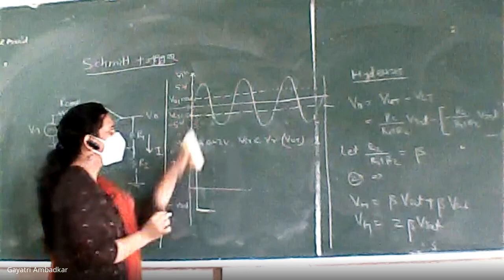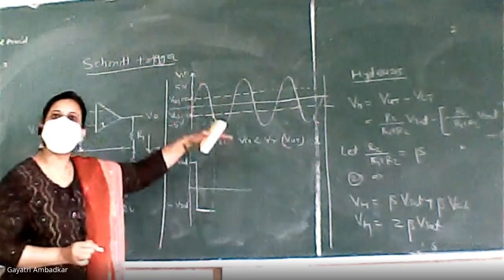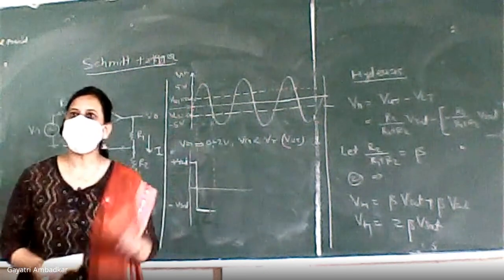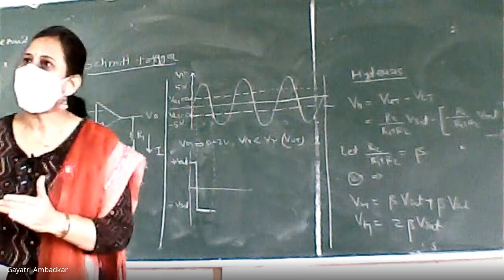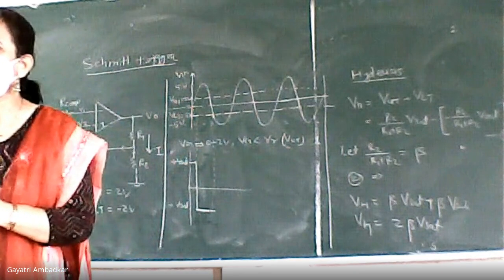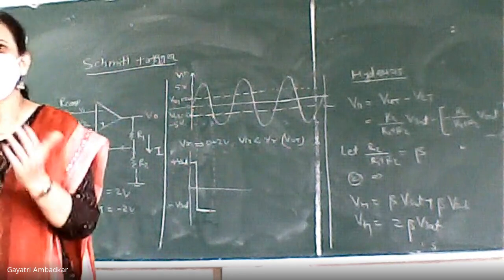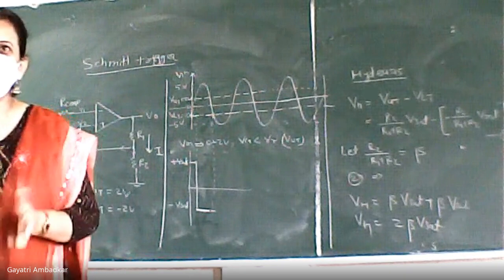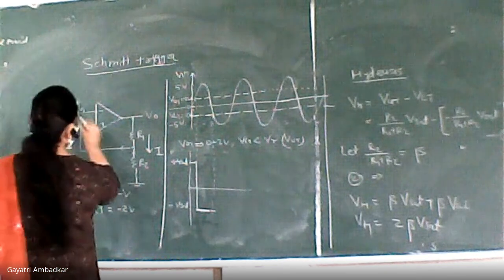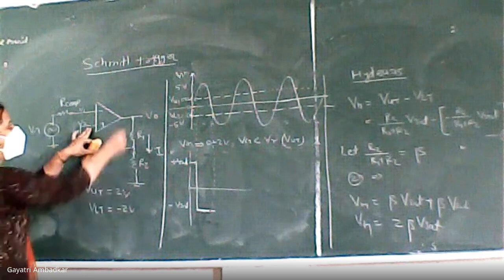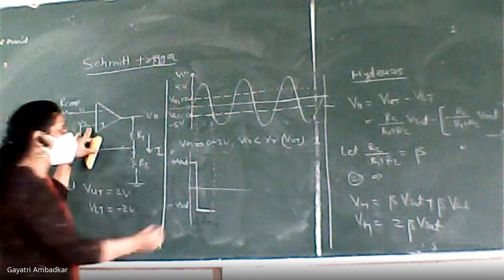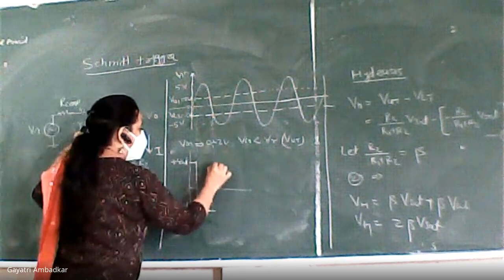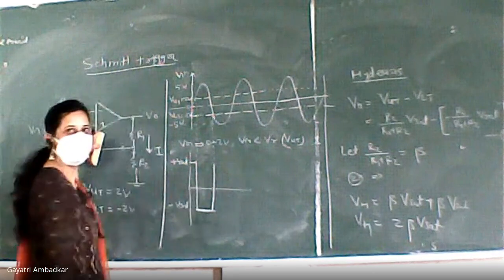Ithe kaay zhale aata? Input has dropped below the reference voltage. Input has dropped below VLT. Okay, now what is greater than? VLT is greater. Aata VLT greater zhalaa mhanje he reference voltage greater zhale. Therefore output will switch to plus VSAT. At this point the output has switched to plus VSAT.